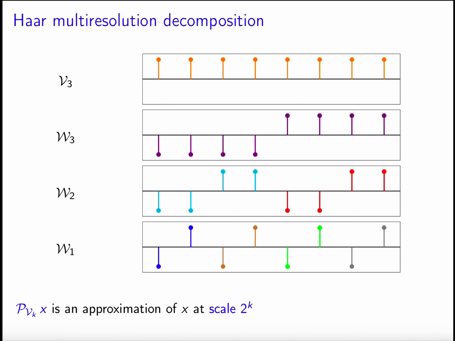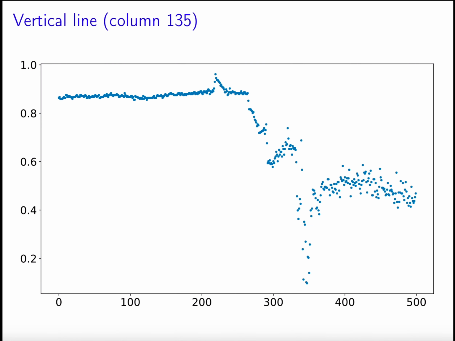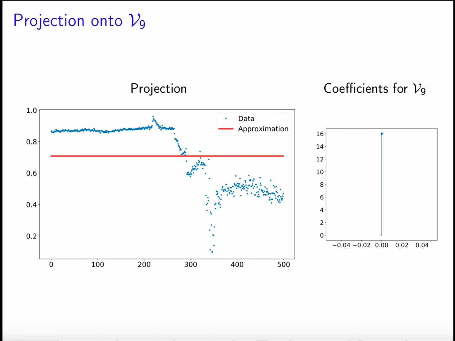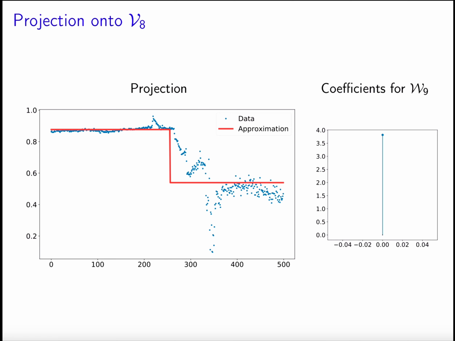And that's exactly what we had done in the example that I showed you at the beginning, okay, when we were projecting this slice of the image. We started by just projecting on V9, which is spanned by this father wavelet, which has length 2 to the 9. Then we projected on V8 by projecting onto the father wavelet and also onto this basis for W9 that contains mother wavelets that look like that.